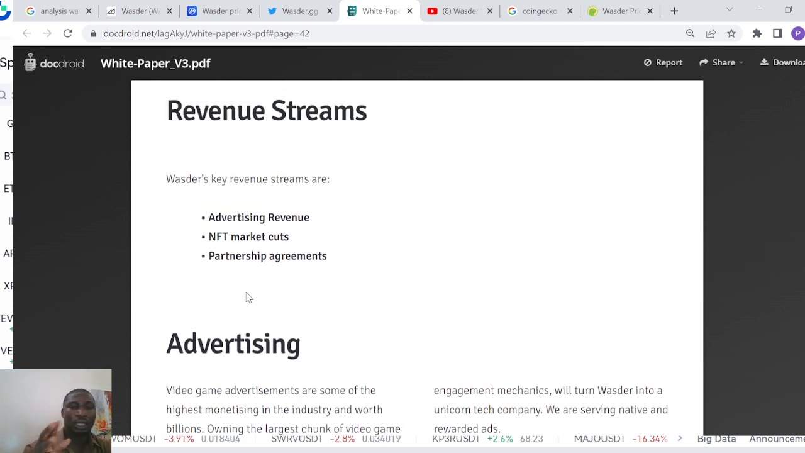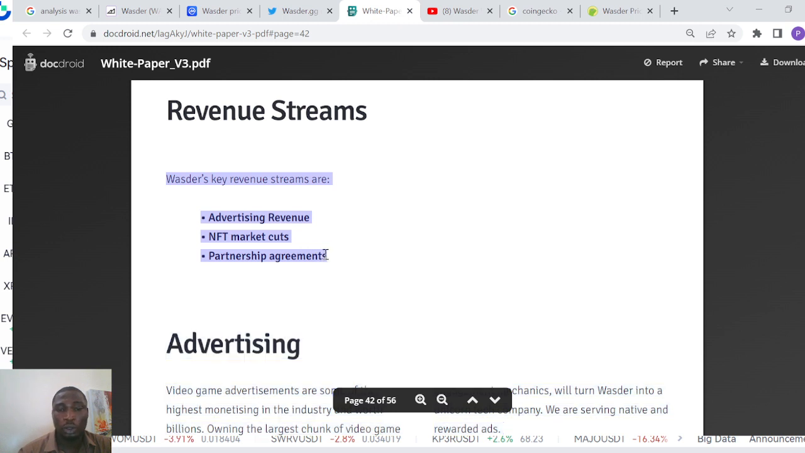Now you can see the key revenue streams. These are the three revenue streams: the advertising revenue, the marketing cost, the NFT market cost, and the partnership agreement. All these are important points that we need to take note of when talking about this token and what we need to know about it.